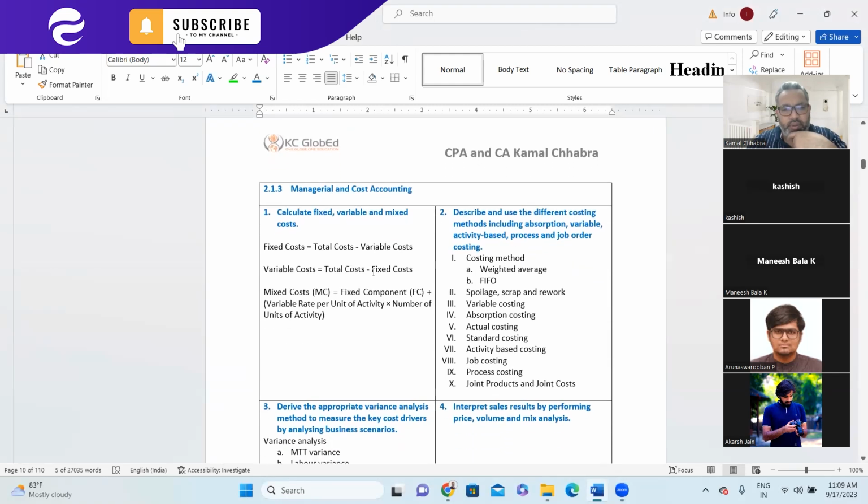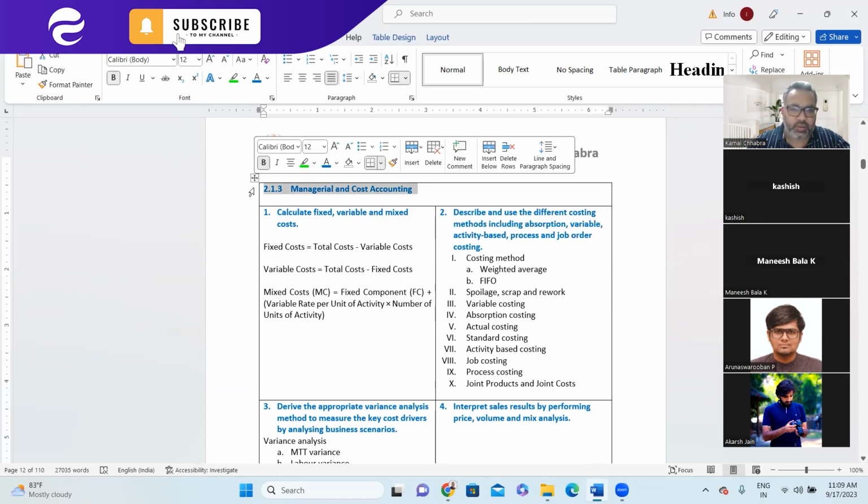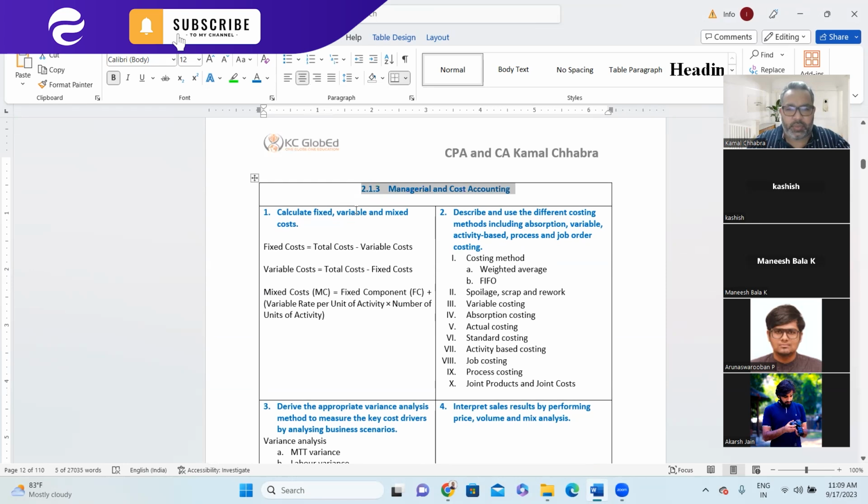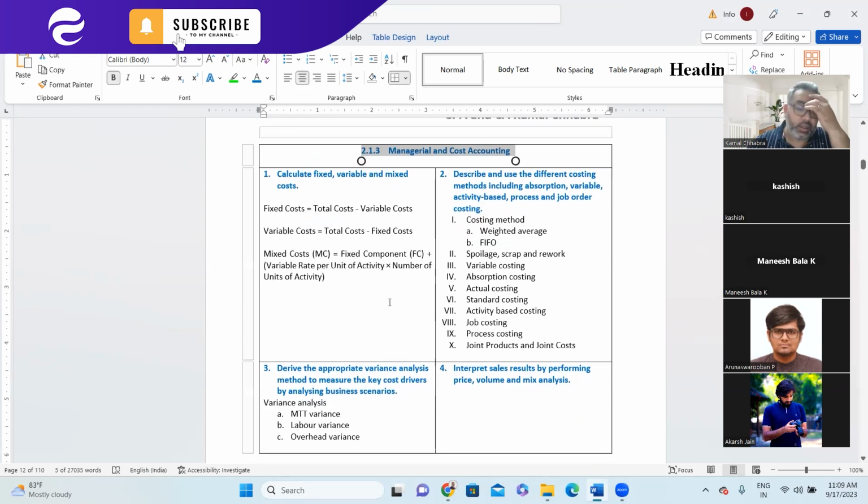And today we are starting with 2.1.3, which is marginal, or you can say managerial and cost accounting, basically the concept. In this, we'll be studying four things in detail. First one is about calculation of fixed, variable, and mixed costing. What is fixed costing? What is variable costing? What is mixed costing? That we'll be discussing along with some illustrations, examples, and practice questions.